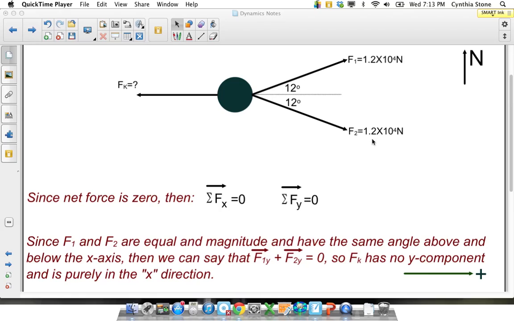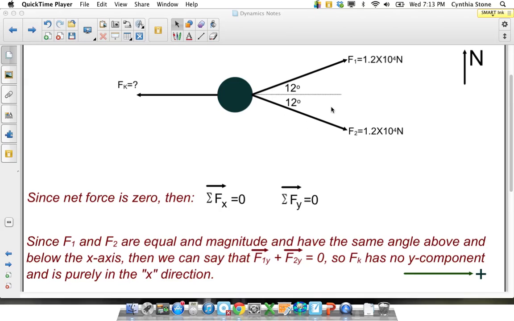These are the same magnitudes, exact same angle from the horizontal. So the y component's going to cancel out, okay? So FK has no y component. And mathematically, I hope you can just see that by looking at it.